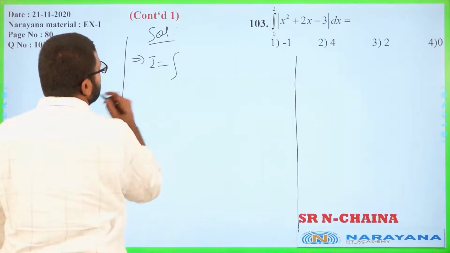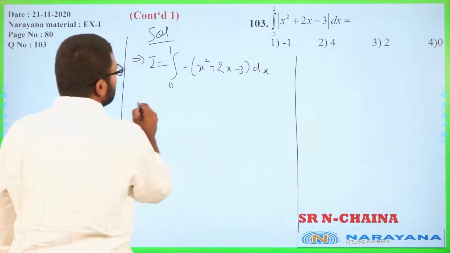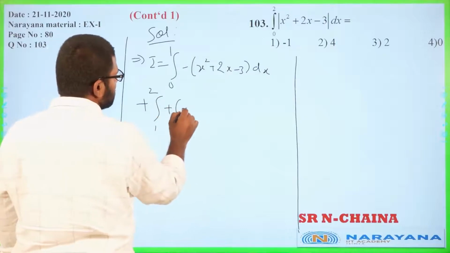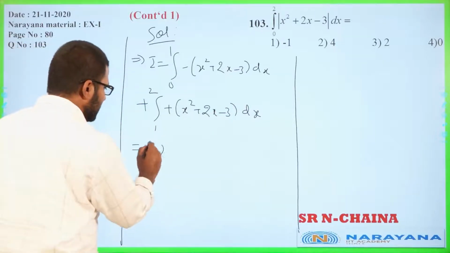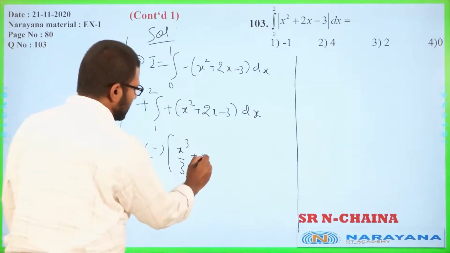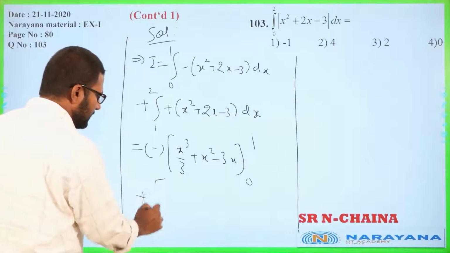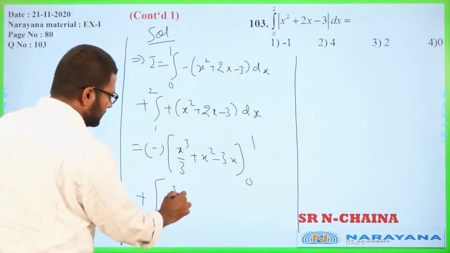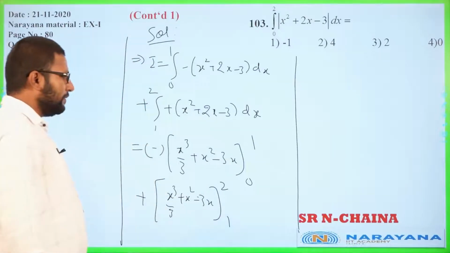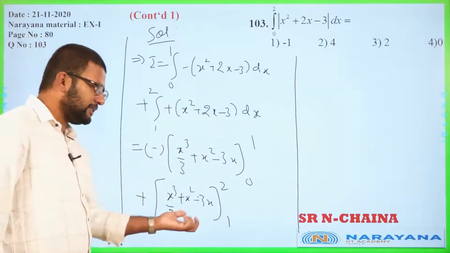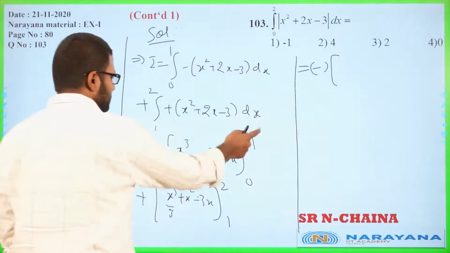Which means I is equal to integral 0 to 1 of minus of x square plus 2x minus 3 dx, plus integral 1 to 2 of plus x square plus 2x minus 3 dx, right? So bring the minus outside, x cube by 3 plus x square minus 3x from 0 to 1, and then bring plus there. Same integral x cube by 3 plus x square minus 3x, but different limits 1 to 2, right? Now just because the function is same doesn't mean you can just combine the limits, because there is a minus outside, right? So minus of the same thing that we did earlier.